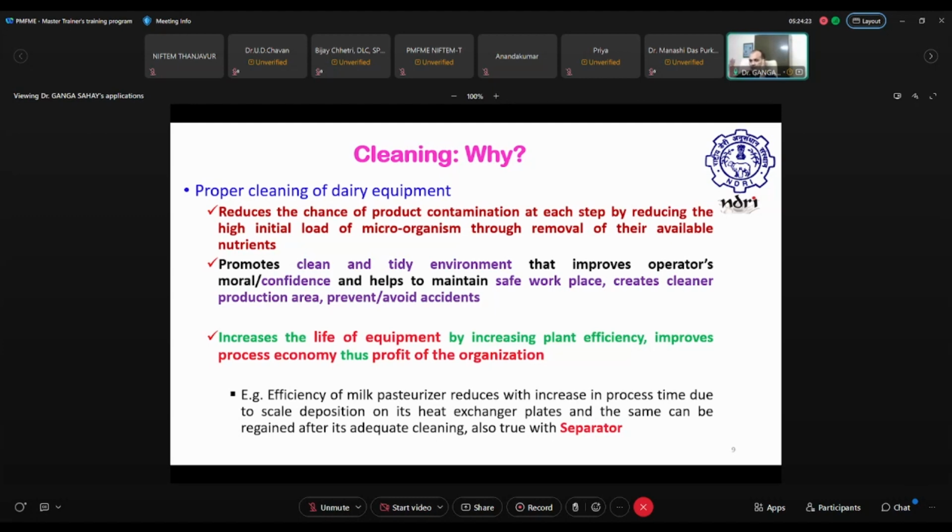You know the separation is based on the centrifugal force. The effective radius, when the equipment was clean, was higher. But when sludge forms inside the separator, the effective radius decreases, and due to the decrease in radius, less centrifugal force is applicable. If we don't clean it, ultimately it will result in loss of fat in your product. So that's how the same equipment may behave differently in the absence of cleaning.